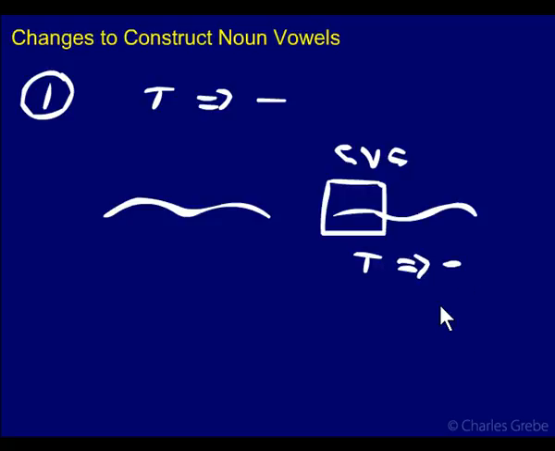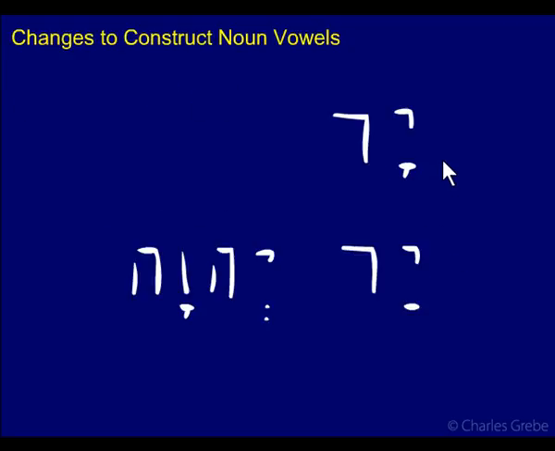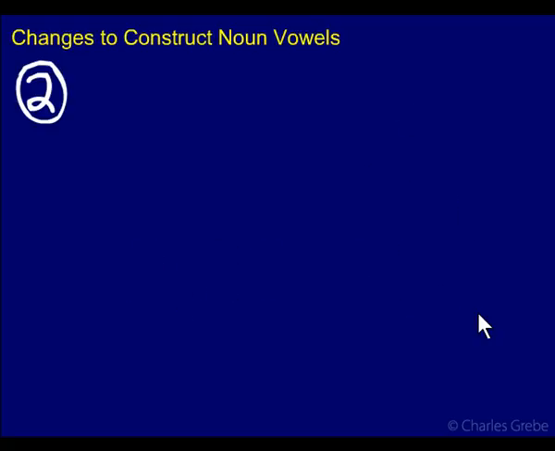Okay? Here's an example. Yad means hand. When you put it in construct, Yad Adonai, the hand of the Lord, the kametz becomes a patach. It reduces, shortens. So that is in the final closed syllable. In this case we have only one syllable, so it is the final closed syllable.